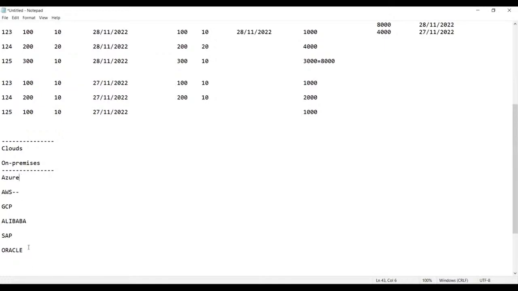Whatever cloud providers you have, they all provide cloud services in the form of categories. The first one is called IaaS, the second is PaaS, and the third is SaaS. IaaS means what, guys? Infrastructure as a service.